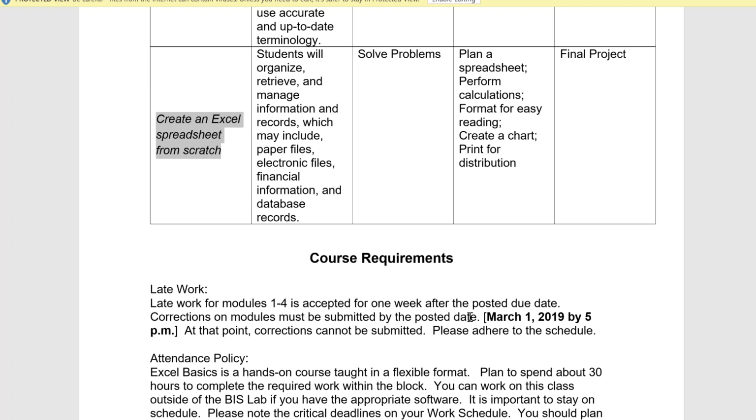getting all of your modules submitted by the date or the one week grace period allows you to make corrections and turn in any corrections for those modules by March 1st, and then after that no more corrections can be submitted. We'll look at a complete schedule here in a moment.